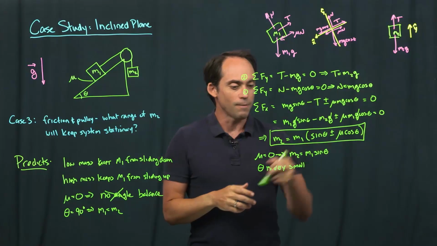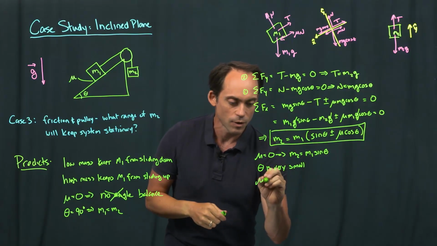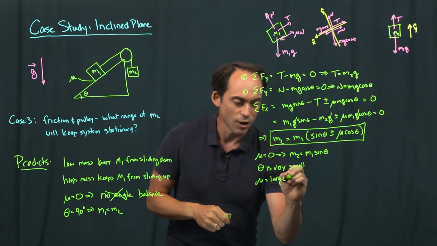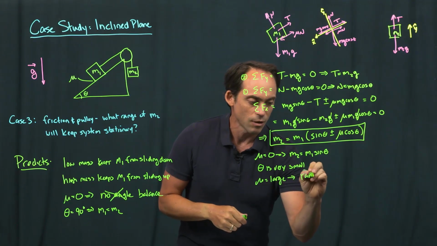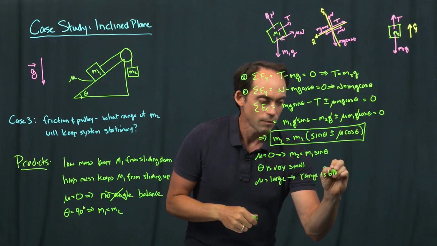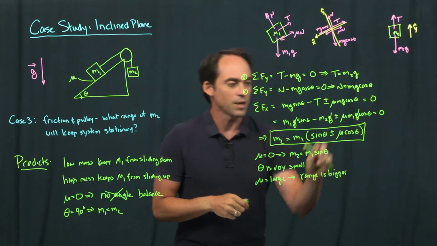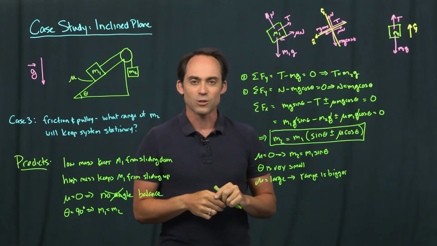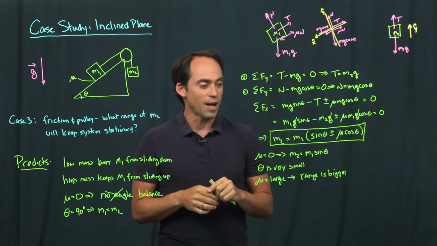And for mu large, we have a large value. That means the range is bigger, because this plus-minus factor is going to give us a larger range for our values.